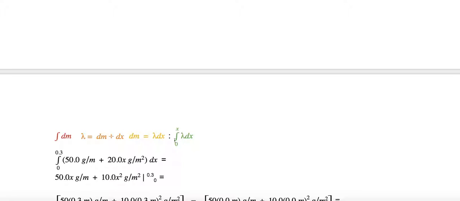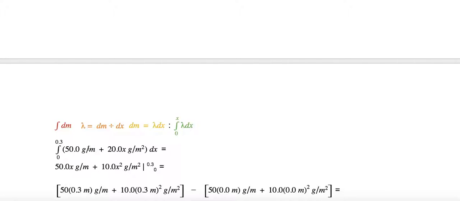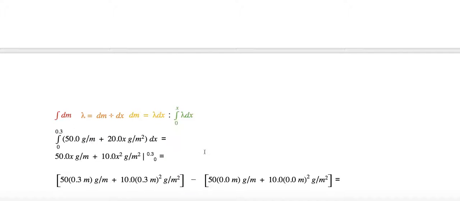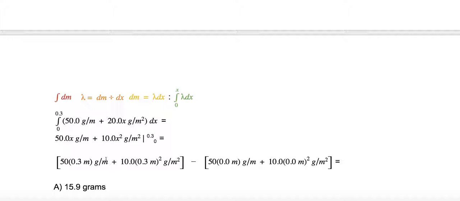We can replace dm with lambda dx over here, and since we do know the distance, we can put those in. So from 0 to x, and x in this case is 0.3 meters or 30 centimeters. Then we plug in what lambda equals, take the antiderivative of that, and calculate it for when x equals 0.3 and when x equals 0. Calculate that out, this will become 0, and this calculates out to 15.9 grams. So that is the total mass of the rod.